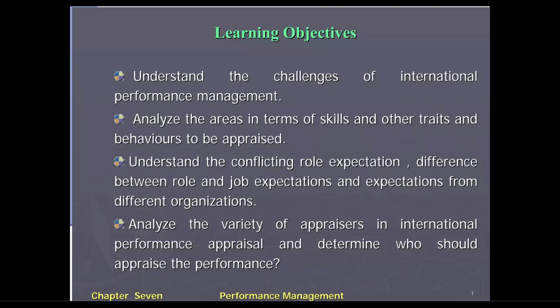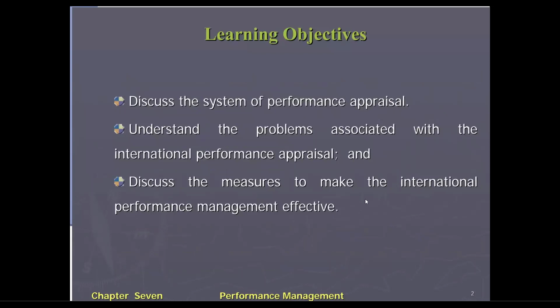Understand the conflicting role expectations, differences between role and job expectations, and expectations from different organizations. That means, as we have discussed, mothers have a particular role, fathers have a particular role, teachers have a particular role. However, that role behavior can vary according to where he or she is actually working. Analyze the variety of appraisals in international performance appraisal and determine who should appraise the performance. Discuss the system of performance appraisal, understand the problems associated with international performance appraisal, and discuss the measures to make international performance management effective.